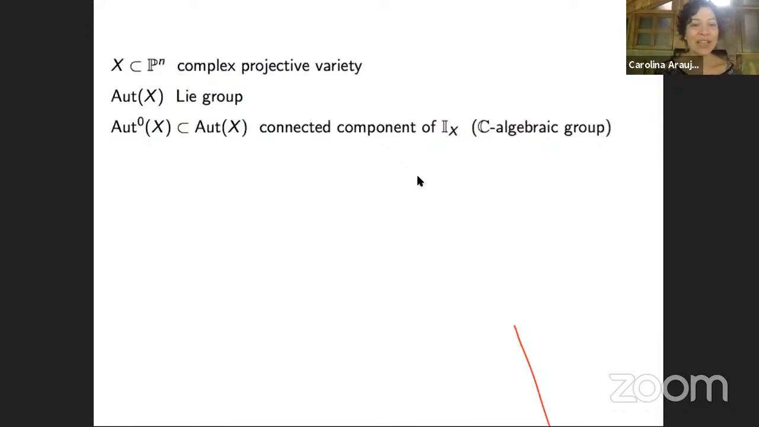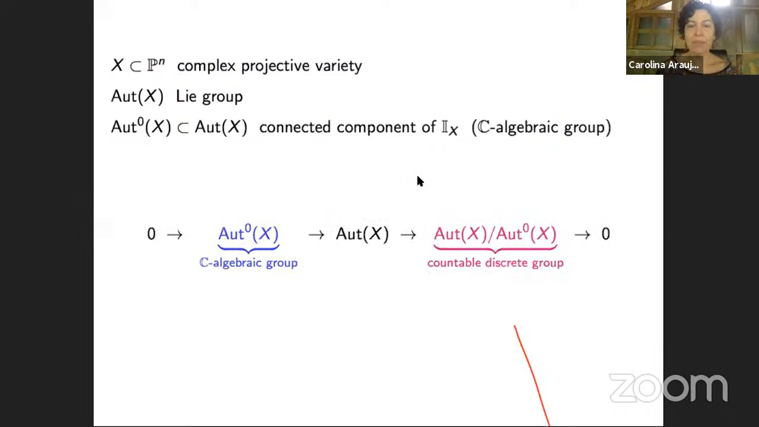So the automorphism group of X has a structure of a Lie group. And so we can look at the connected component of the identity. This is a complex algebraic group. And in general, what we have is an exact sequence like that. Maybe I should have put ones at the ends to illustrate that this is an exact sequence of groups. So you have this connected component of the identity, which is a complex connected algebraic group. And the cokernel is a countable discrete group. So let's understand this in a few examples.